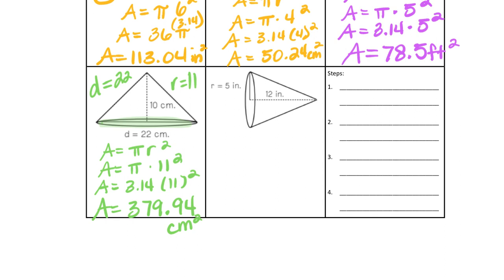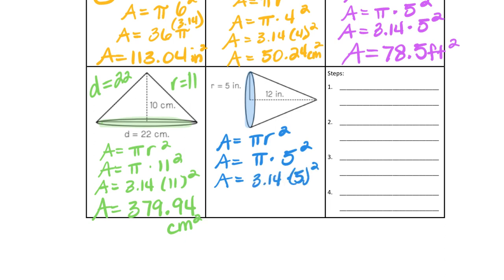All right, for the last one, again, I'm going to shade my base. My radius is given to us, so that's good. Area equals pi times radius squared. Pi times, in this case, the radius is 5. We actually already did one of these, so this would be 3.14 times 5 squared. So our area is 78.5, in this case, inches squared.